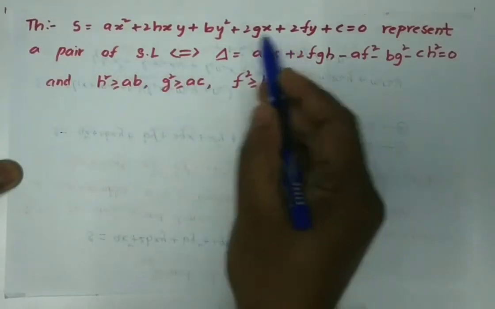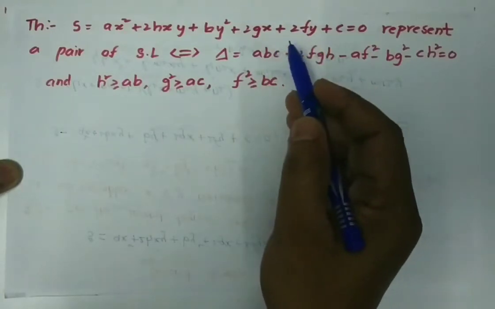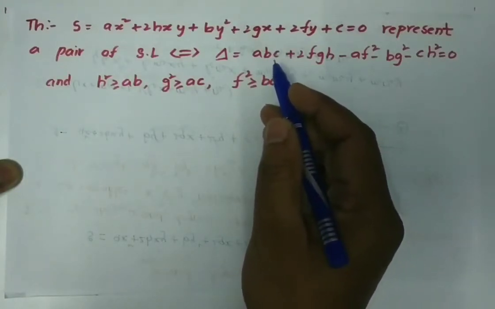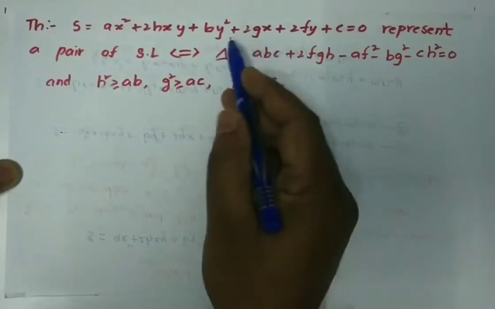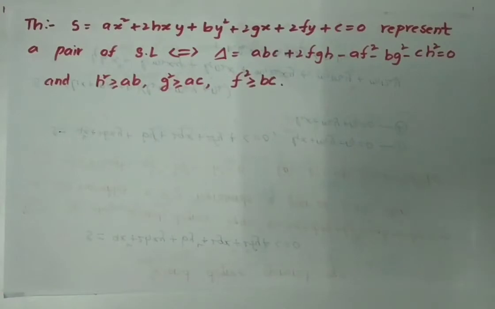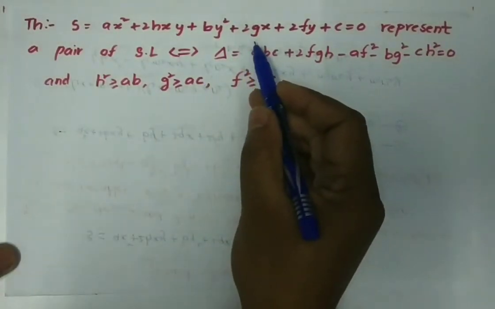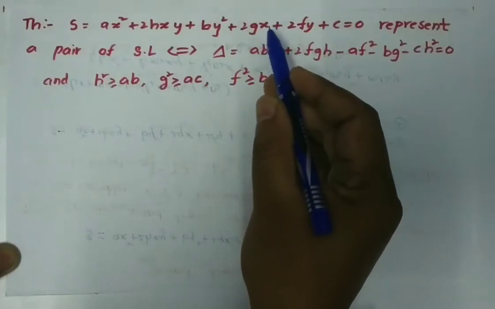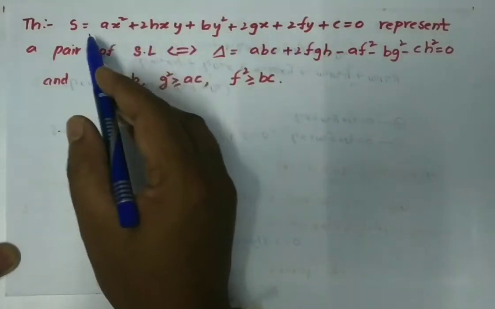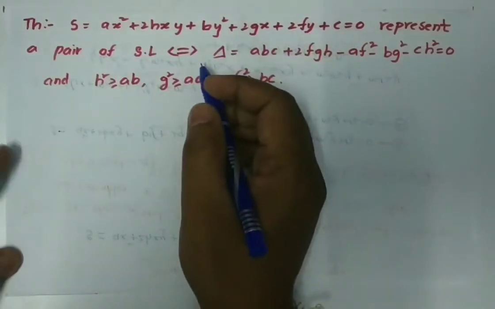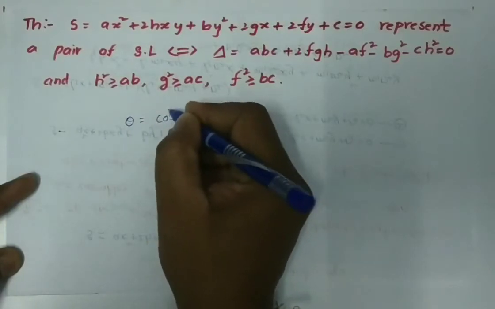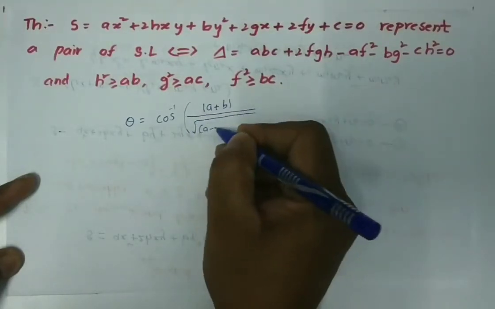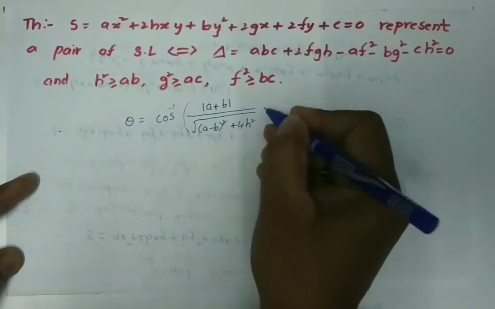Now if S = 0 represents a pair of straight lines, then the angle between the pair of lines is the same as the angle between the pair of lines represented by the equation, which is given by theta = cos inverse of modulus of (a + b) divided by under root of ((a − b)² + 4h²).